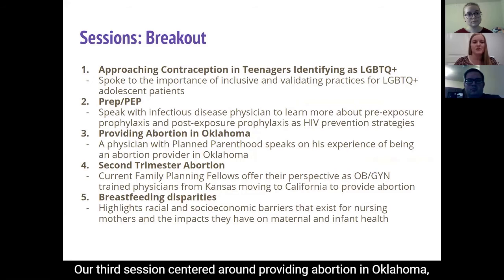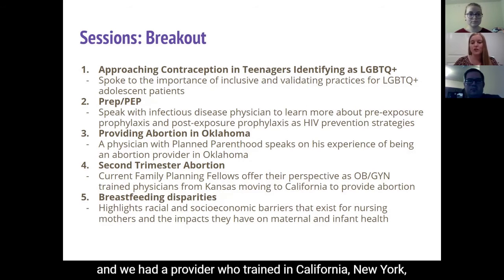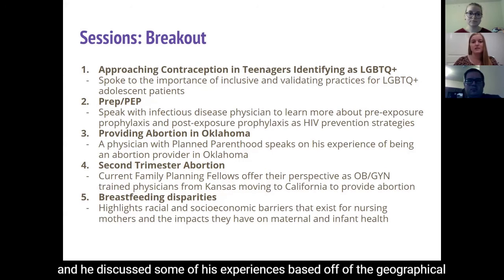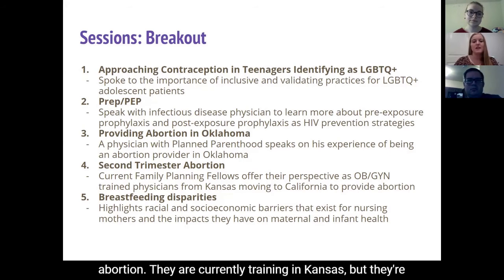Our third session centered around providing abortion in Oklahoma, and we had a provider who trained in California and New York, and came to Oklahoma, currently works here providing abortions, and he discussed some of his experiences based off of the geographical location regarding the safety and the patient care experience. We also had physicians come in and talk about second trimester abortion. They are currently training in Kansas, but they're going to move to California to provide abortion care there.